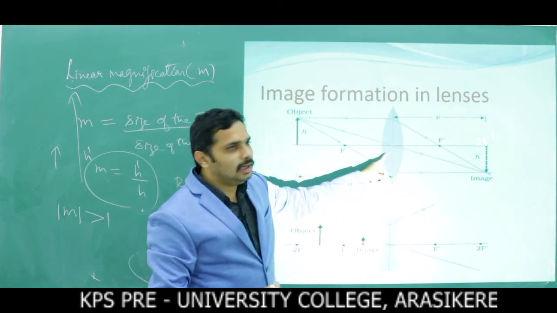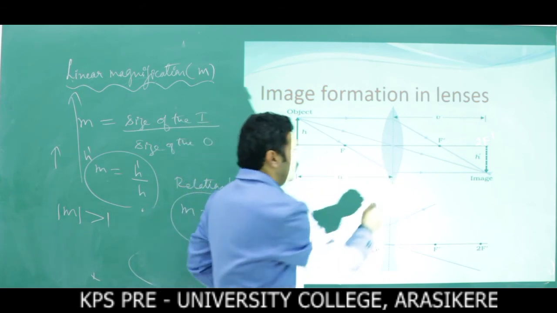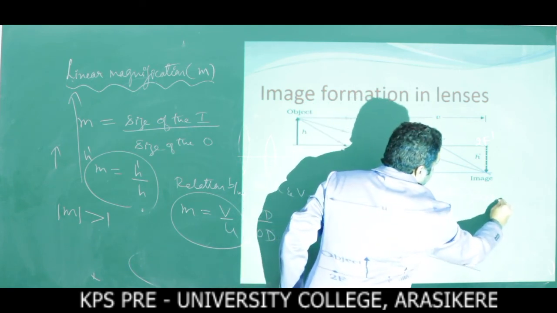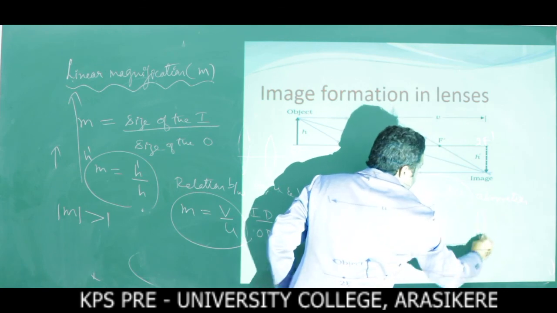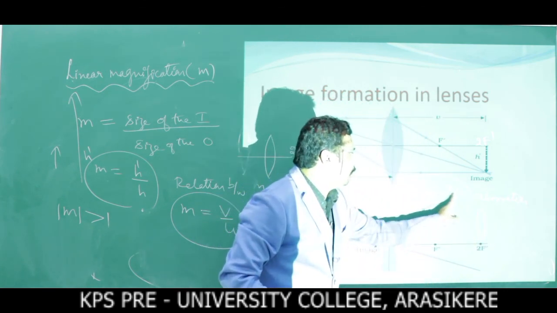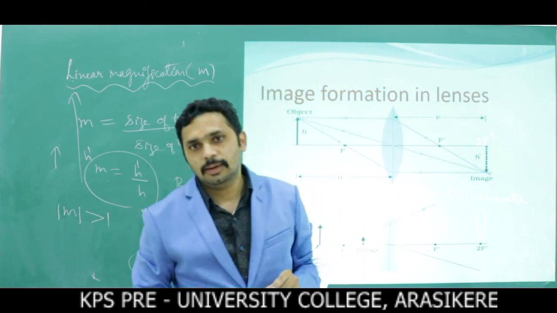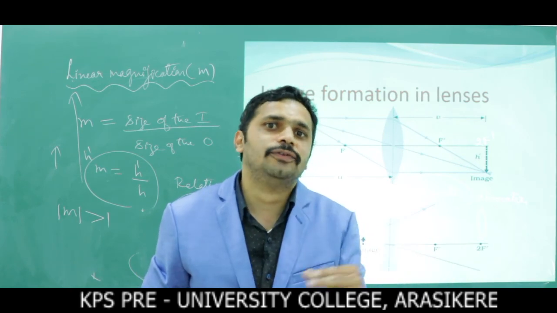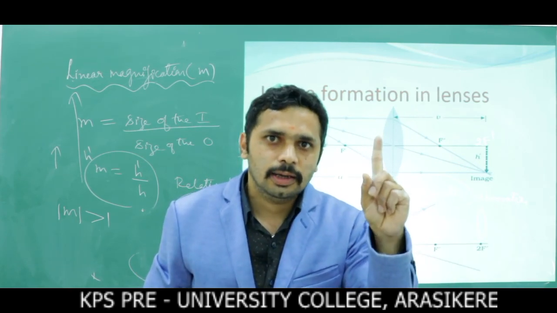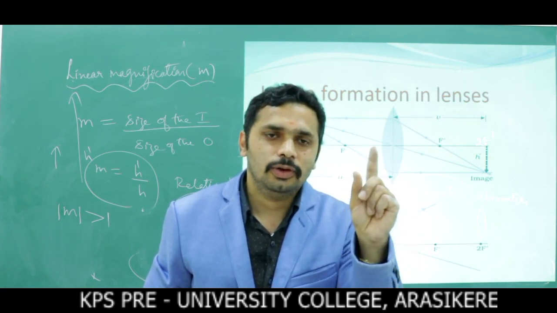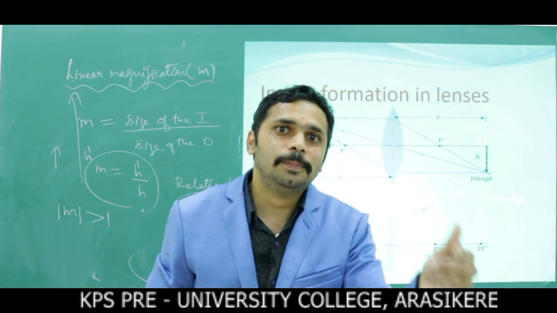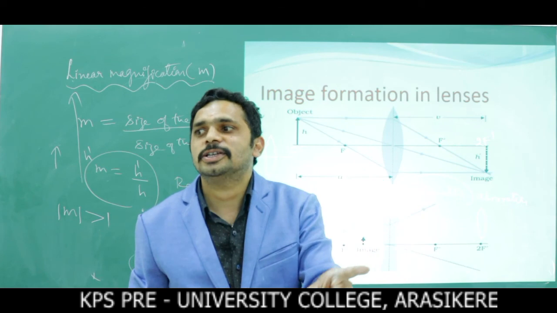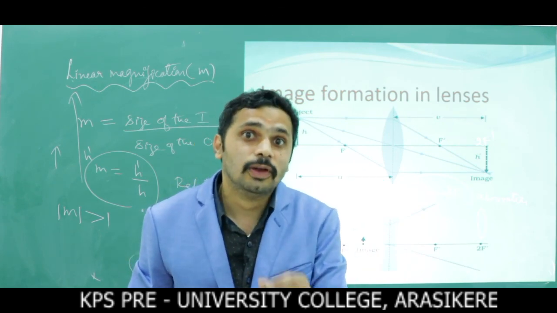Because we know that in lenses we get chromatic aberration. Aberrations means defects, and chromatic means color defects. In mirrors there is no chromatic aberration, but in lenses there is. Why? Because the focal length of a mirror doesn't depend upon the refractive index, but the focal length of a lens depends on the refractive index and on the wavelength of light used.